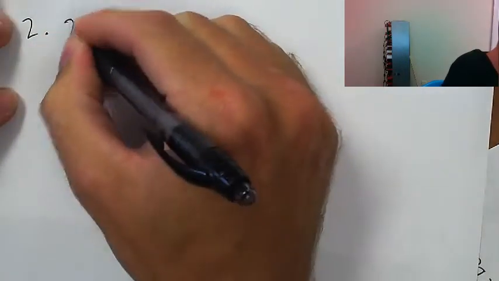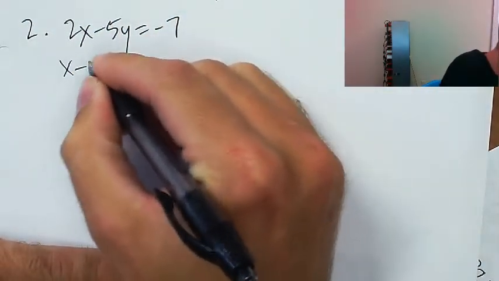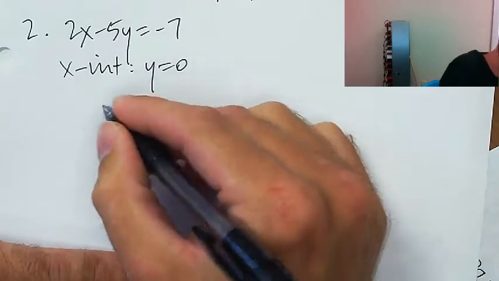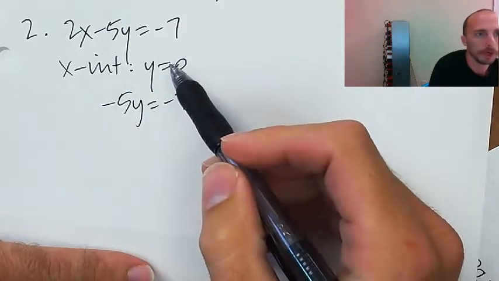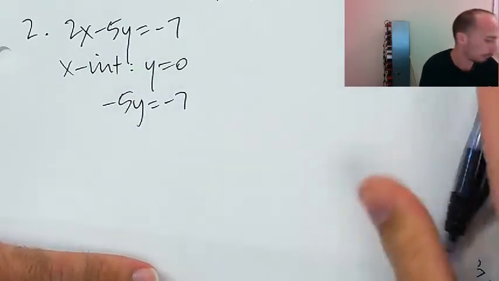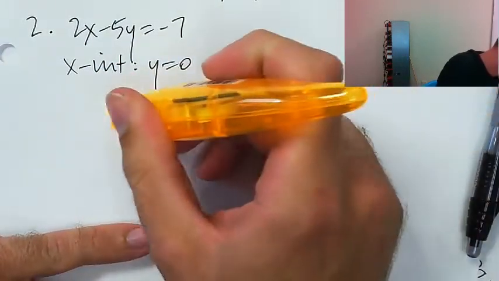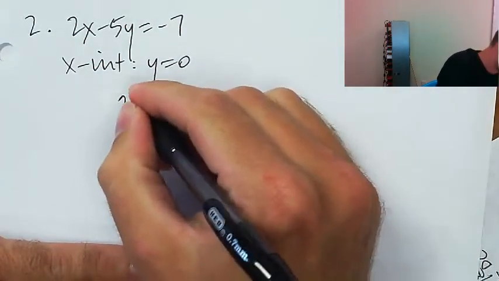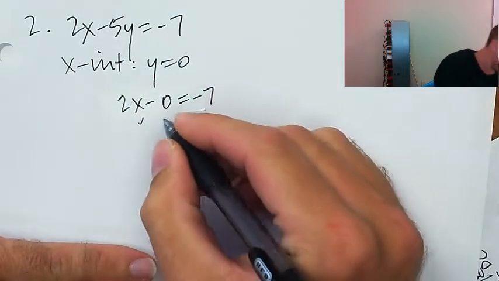All right, number 2: 2x minus 5y equals negative 7. For the x-intercept, I'm going to plug in y equals 0. That's where negative 5y equals negative 7, because 2 times 0, that's going to keep happening. Oh, pardon me, I'm solving for the y-intercept right now. Went a little too fast. But I am going to speed this up a little bit. So y equals 0, so it'll be 2x minus 0 equals negative 7. Okay, 2x equals negative 7.